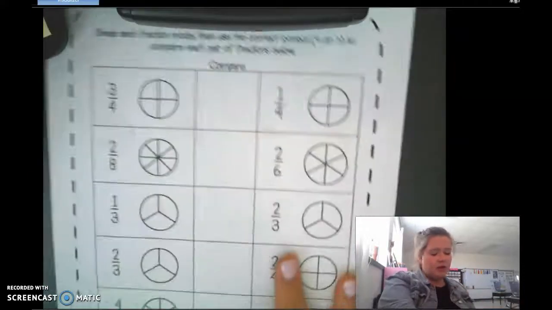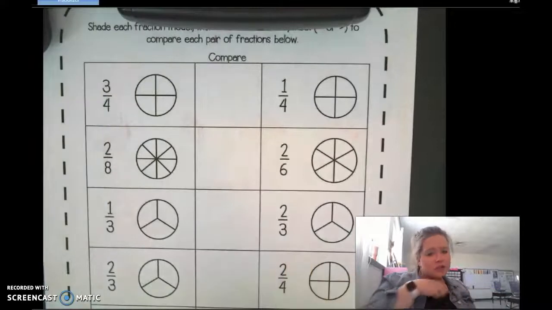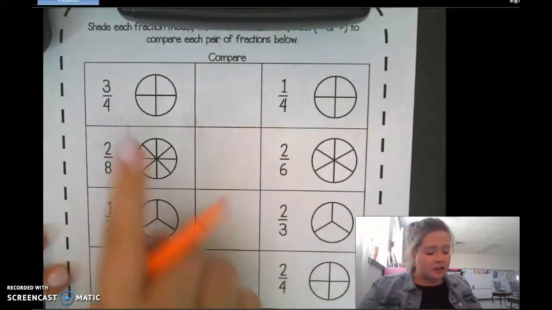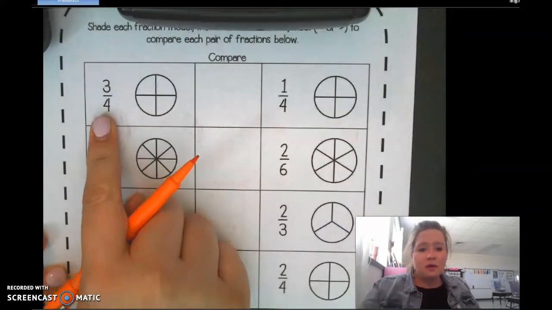All right, you guys are doing a really, really great job at comparing your fractions, okay? Now we're just going to go down and we're going to compare these fractions. So I want you to get 3/4 and 1/4.